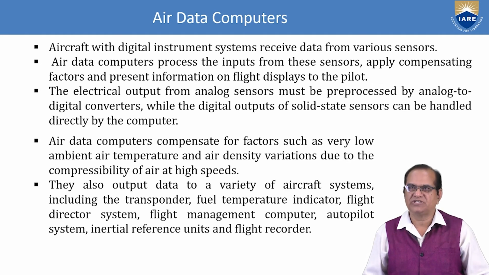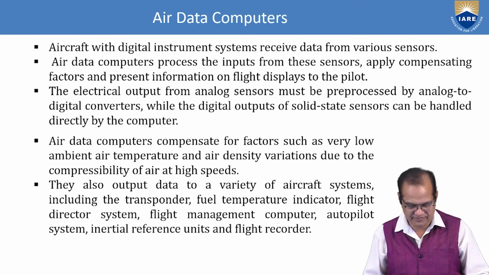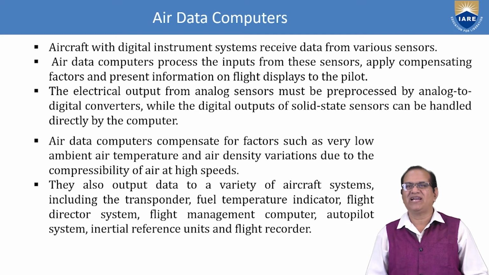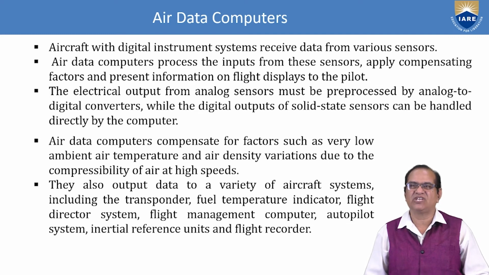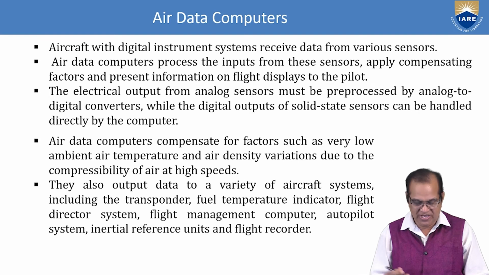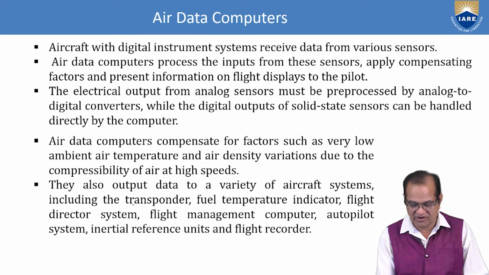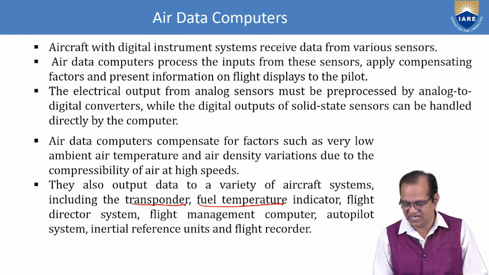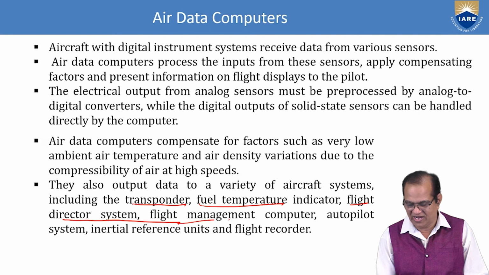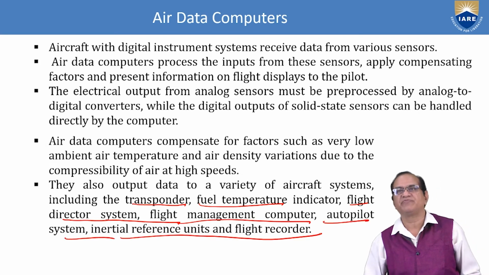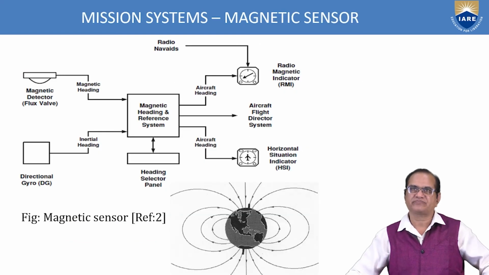They also output data to a variety of aircraft systems, including the transponder, fuel temperature indicator, flight director system, flight management computer, autopilot system, inertial reference unit, and the flight recorder. So they also output to a variety of aircraft systems like the transponder, fuel temperature indicator, flight director, flight management, autopilots, inertial reference system. These are also used by the air data computers.